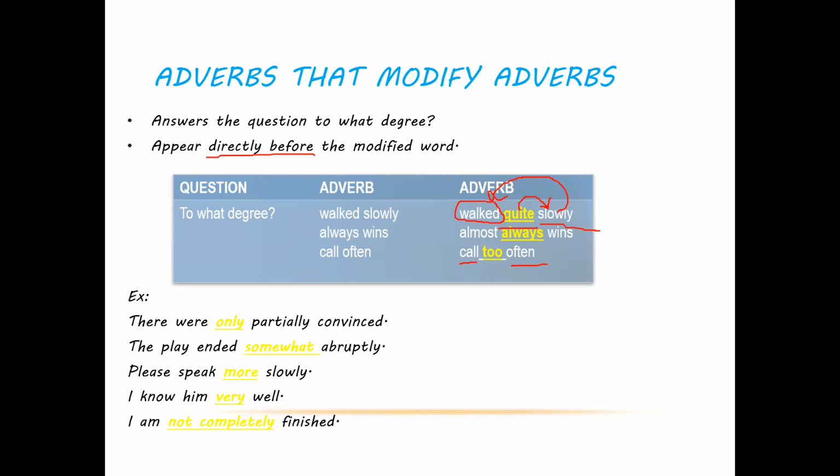Okay. Example sentences. They were only partially convinced. So the word convinced is the verb. Partially lang daw sila na convinced, pero only is another adverb that modifies the adverb partially. Okay? The play ended somewhat abruptly.